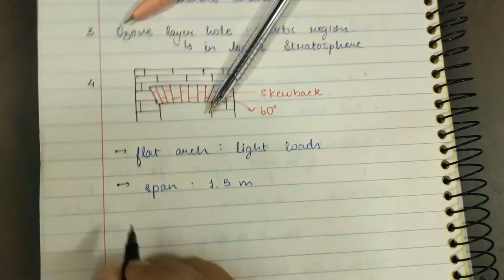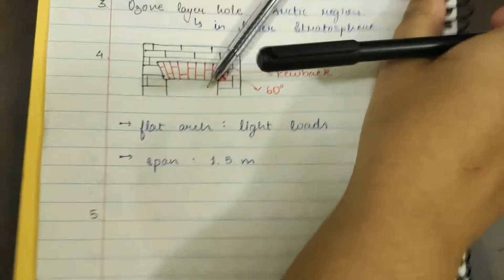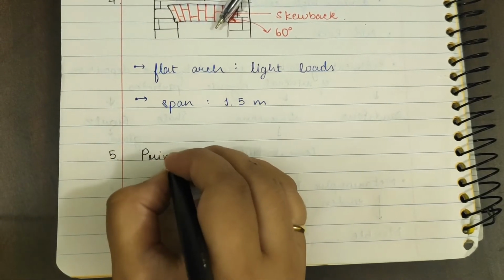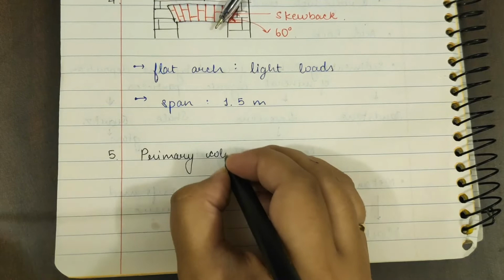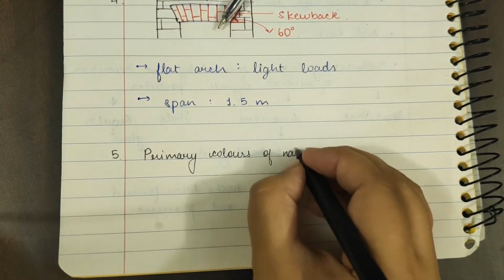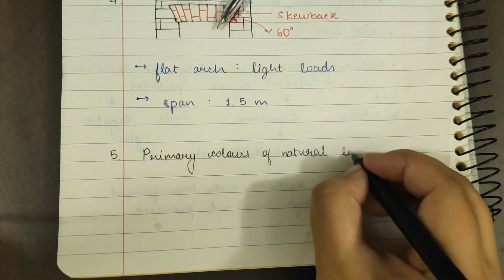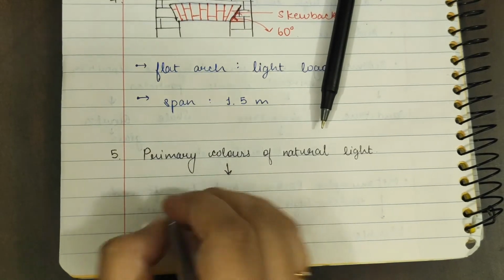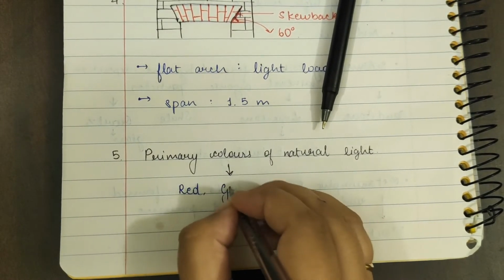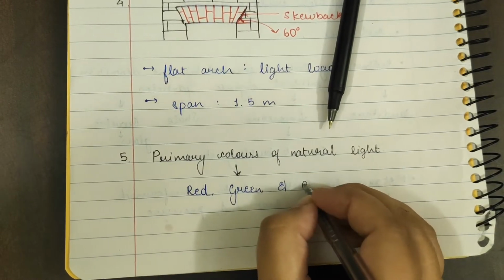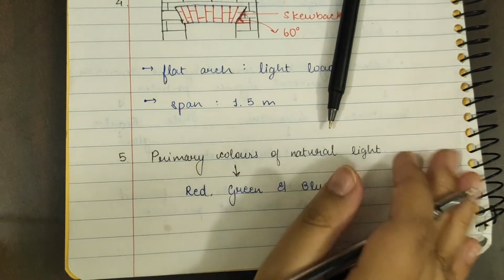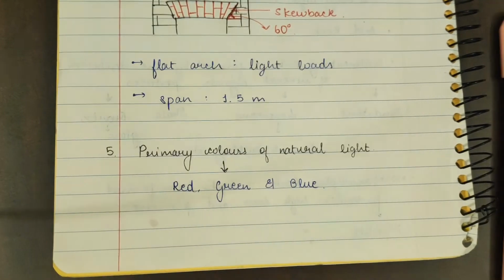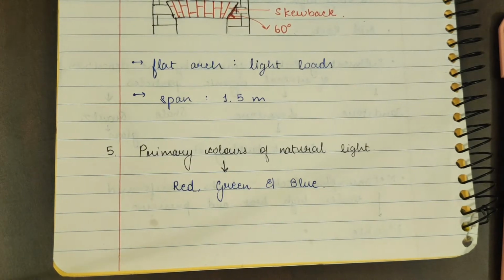Now coming to the next question. The question states: primary colors of natural light. This is not to be confused with the primary colors that we have studied in the color wheel. The answer for the primary colors of natural light is red, green and blue, and the primary colors in the color wheel are red, yellow and blue. So don't get confused. The natural light and color wheel also come up, so you have to know about that also.